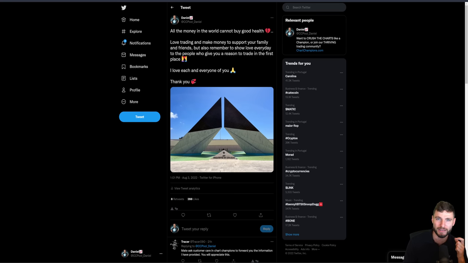So love trading, love what we do, but also remember the money that we're making is to support the family and friends. This is why you start trading, I would imagine. You start trading because you want to support yourself, your family, your friends. That's the goal, the financial freedom, the monetary gains at the end of the day. It's why you do this. But don't get so fixated on the money that you forget about why you're doing this.